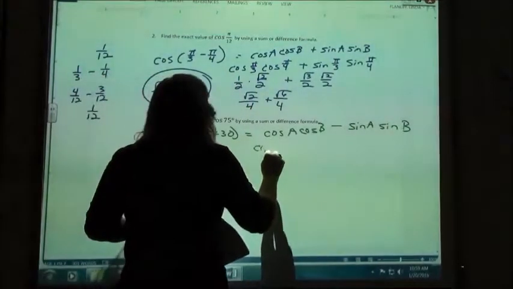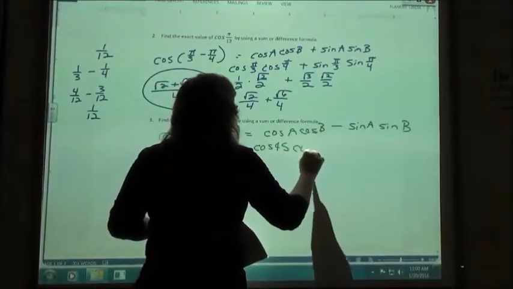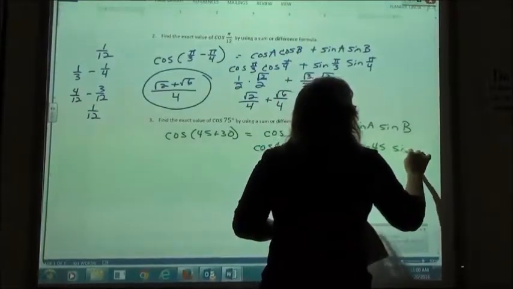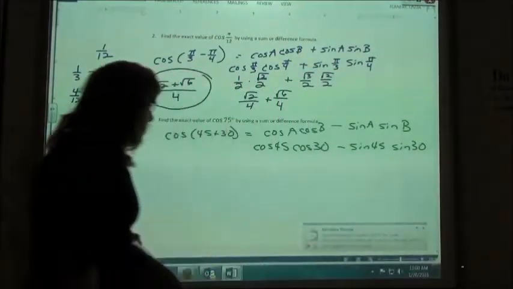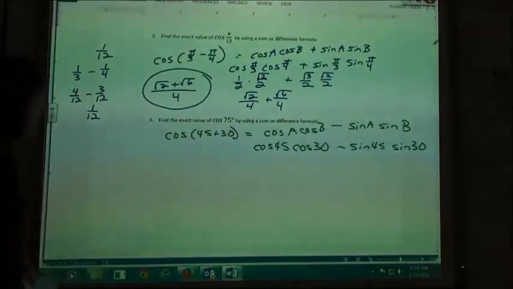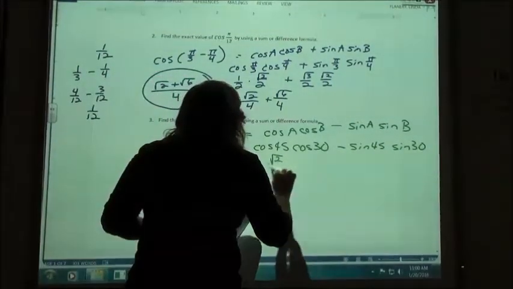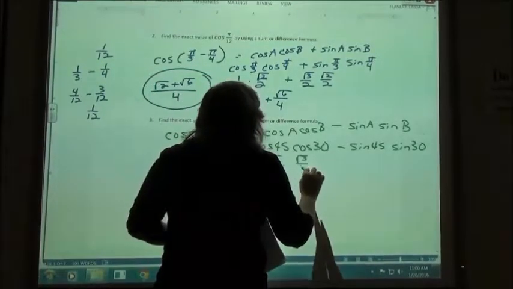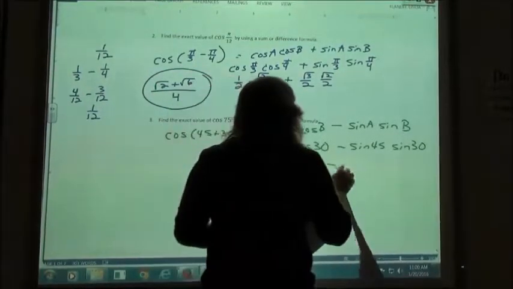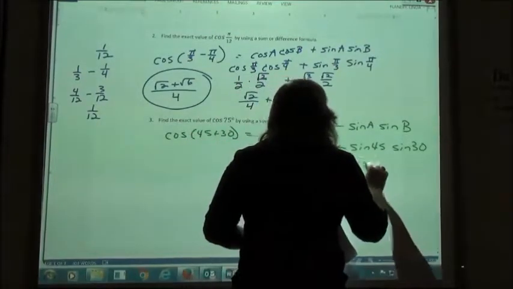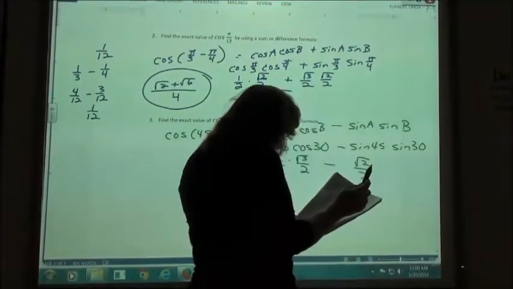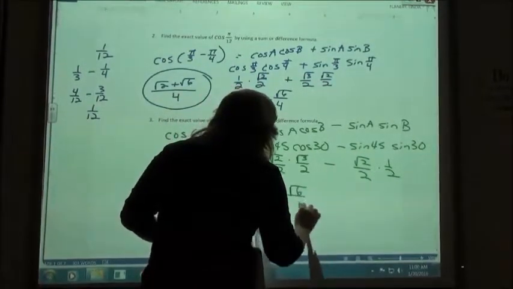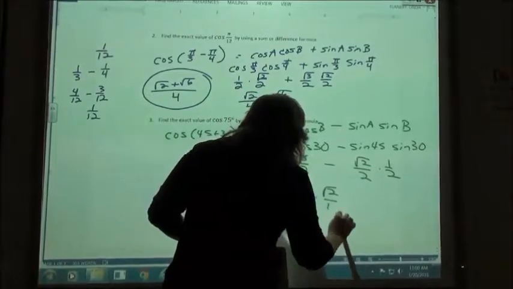And so, cosine of 45, cosine of 30, minus sine of 45, sine of 30. Cosine of 45, that's our square root of 2 over 2. We've done that a few times. Cosine of 30, square root of 3 over 2. Minus the sine of 45 is square root of 2 over 2. Sine of 30 is 1/2. So we're getting the square root of 6 over 4 minus the square root of 2 over 4.